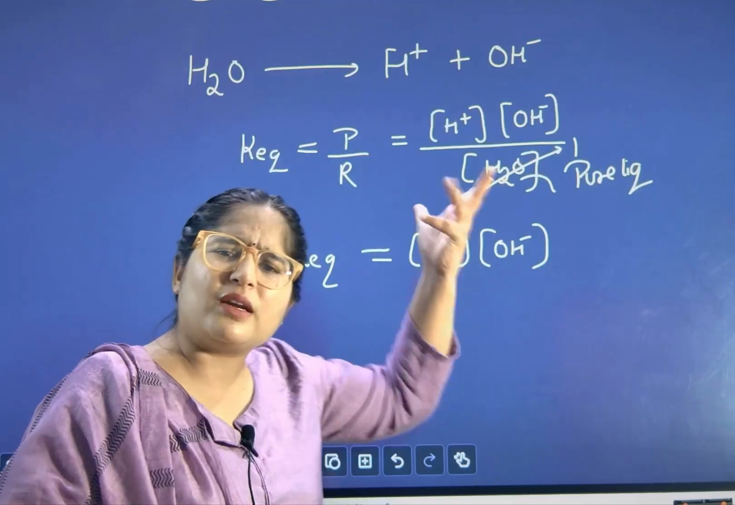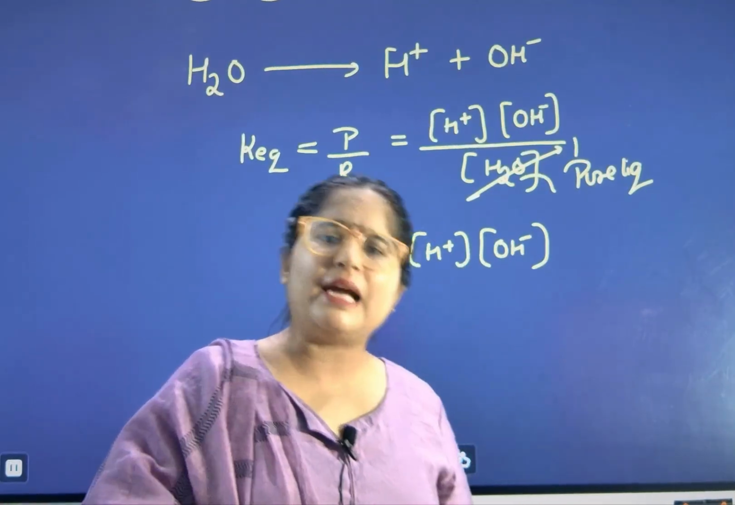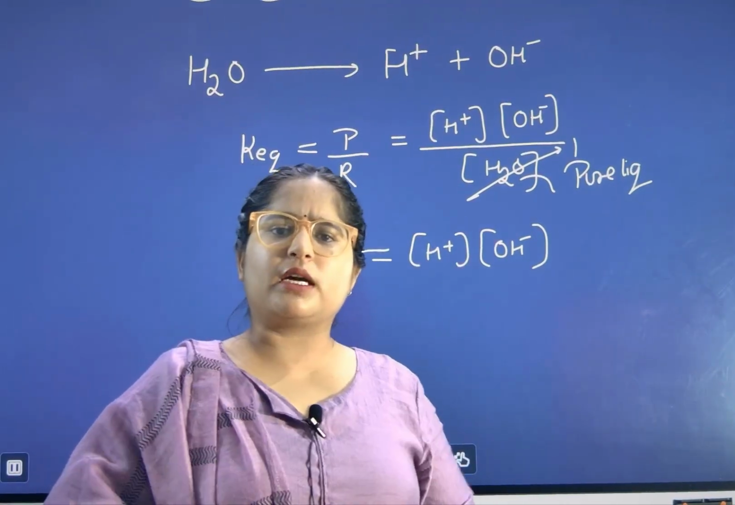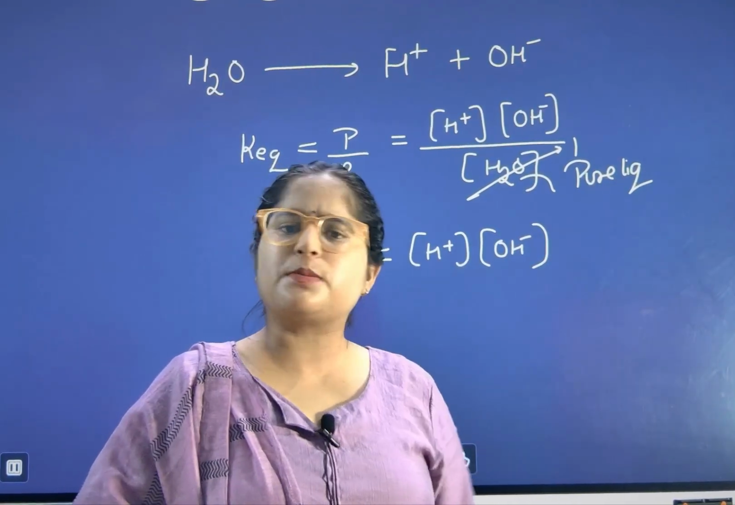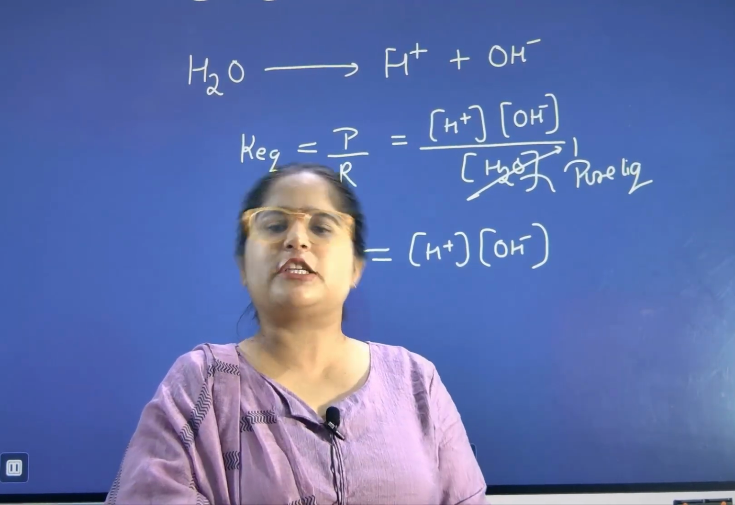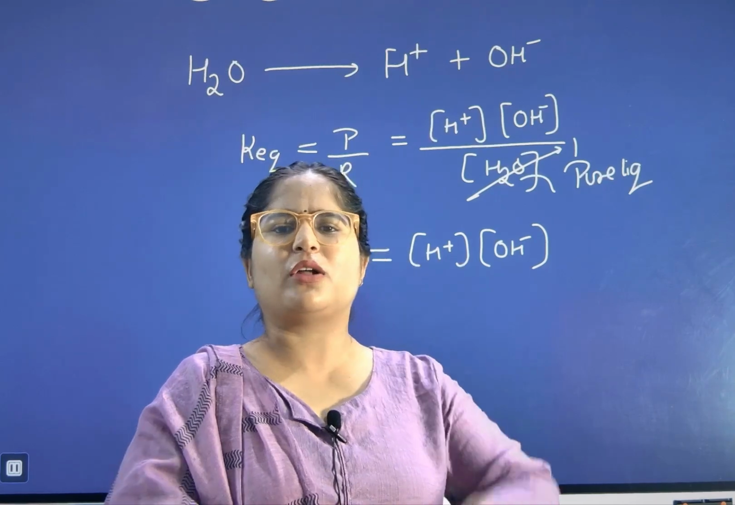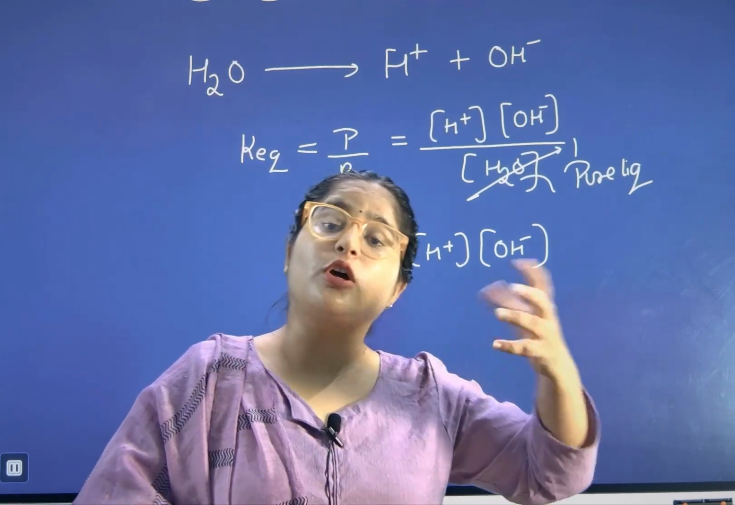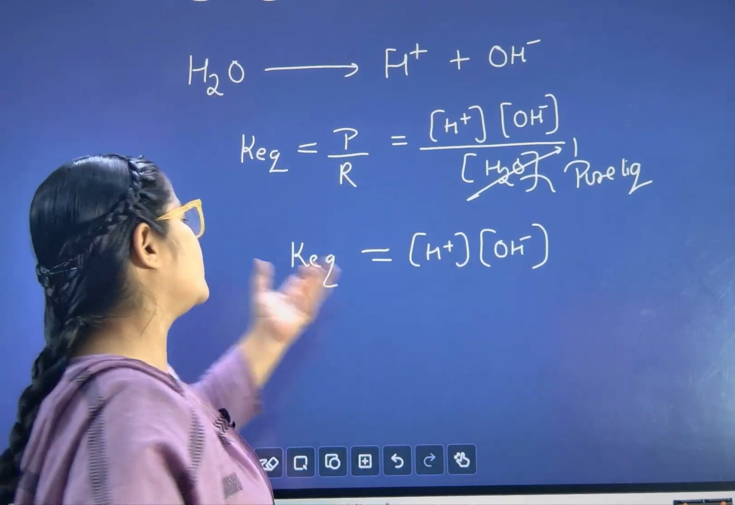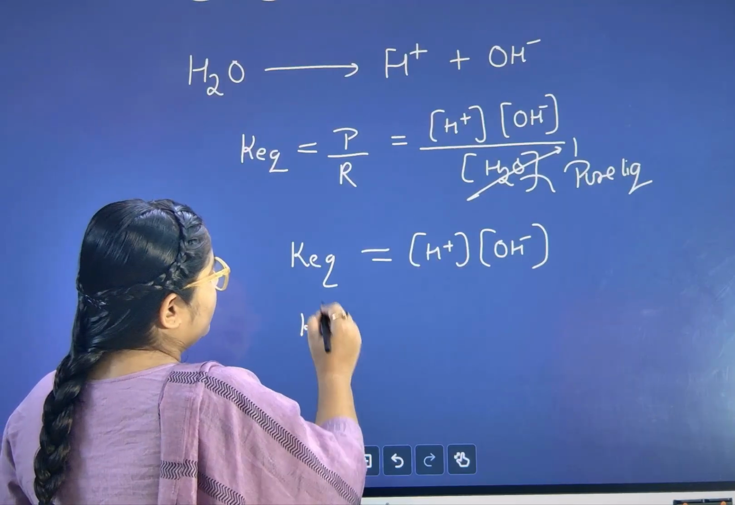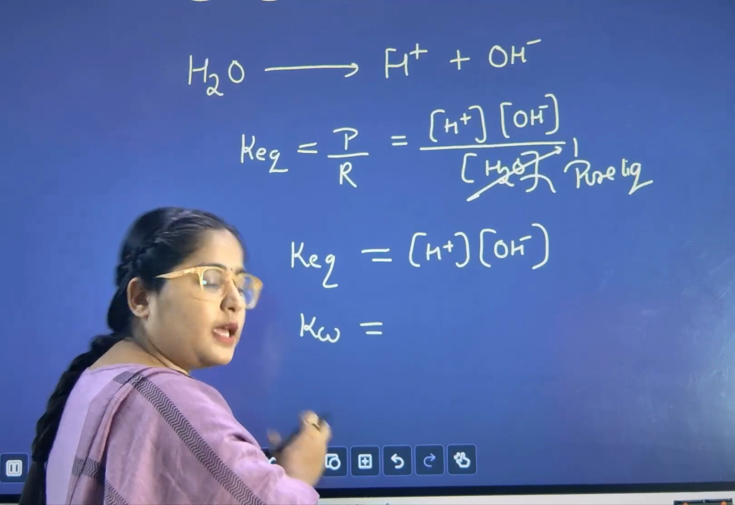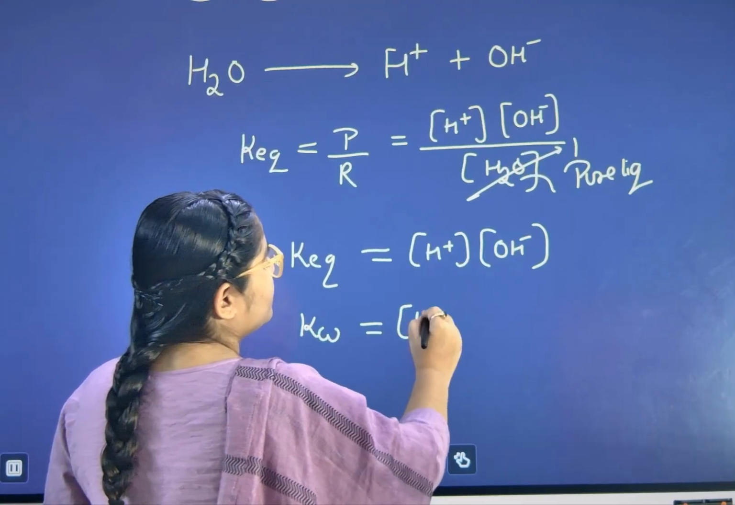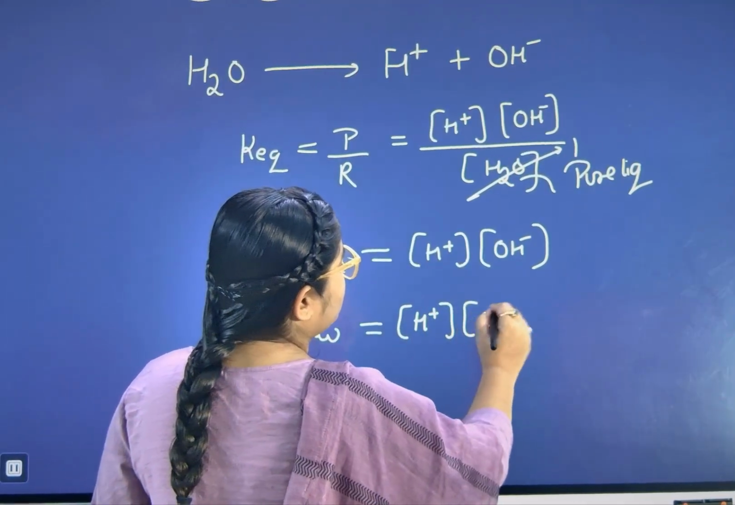So ionic product is nothing but the product of ions of the reactant. The reactant is water. Water is going into H plus and OH minus. So the product of H plus and OH minus is the ionic product of water. As it is the ionic product of water, we will replace the term K equilibrium by the term Kw. So for water, what term will we use? Kw. So what is Kw? H plus into OH minus.